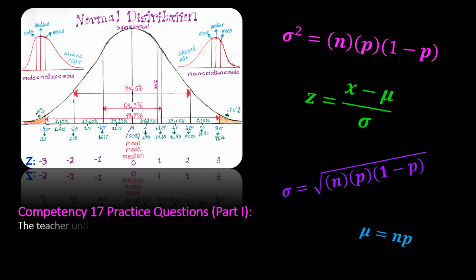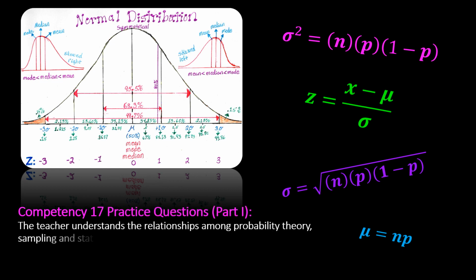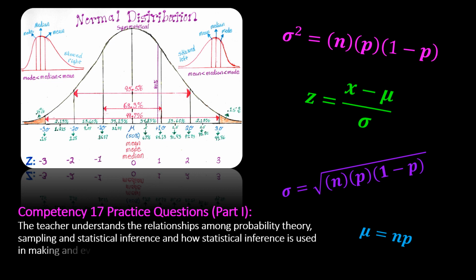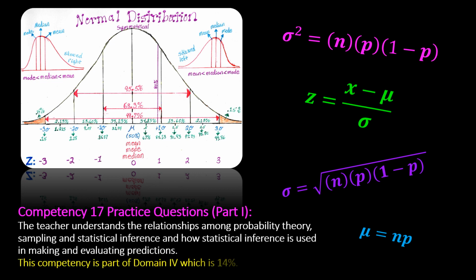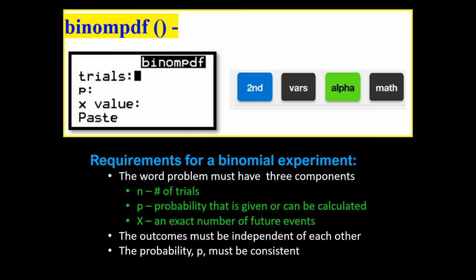In this video, we will review Competency 17, which requires that a new teacher understands the relationships among probability theory, sampling, and statistical inference, and how statistical inference is used to make and evaluate predictions. We will also investigate the binompdf on our TI-84 calculator.